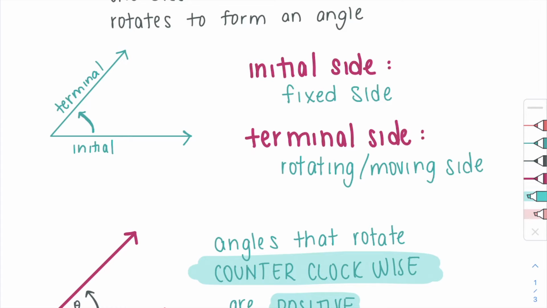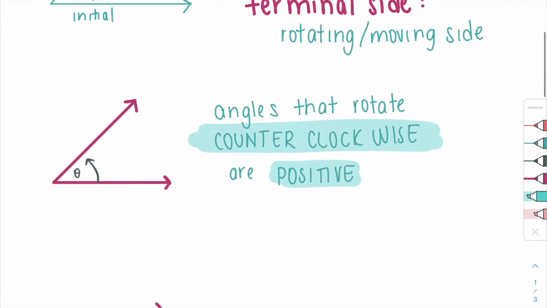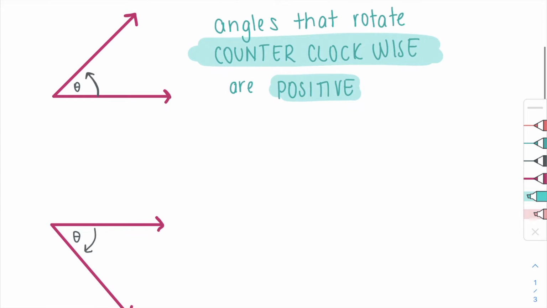If it rotates clockwise, it's going to be negative. Just so that we can say we know which way the angle is going. So if I'm rotating clockwise, so down from the initial side, that's a negative angle.